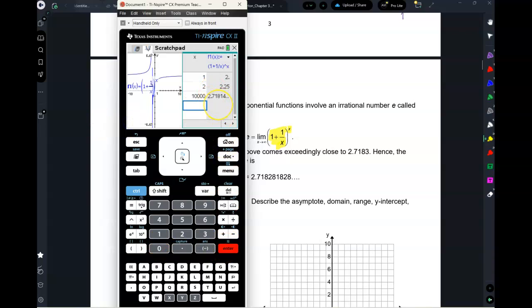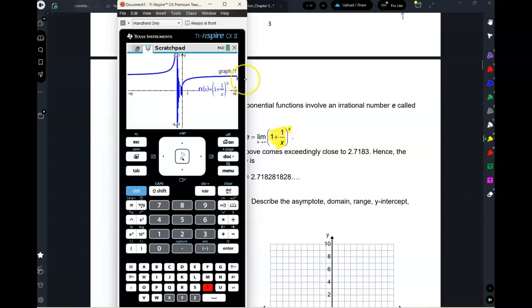Oh my gosh, what number is that? 2.718. What? That is e, right? So what? Oh my gosh. Okay, hang on, let's just process this for a minute. As this goes further and further, it's going to level off at a horizontal asymptote, which happens to be e.